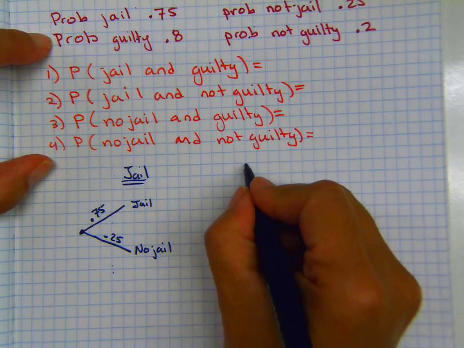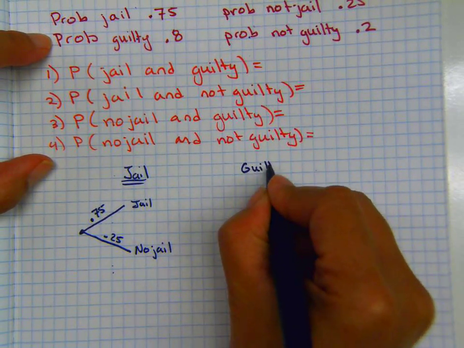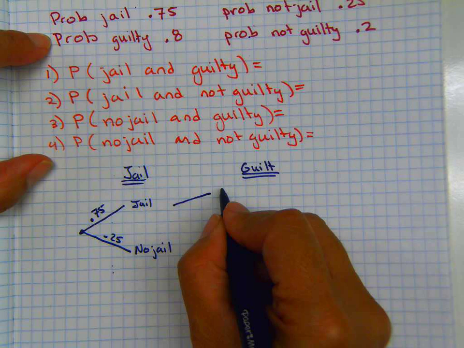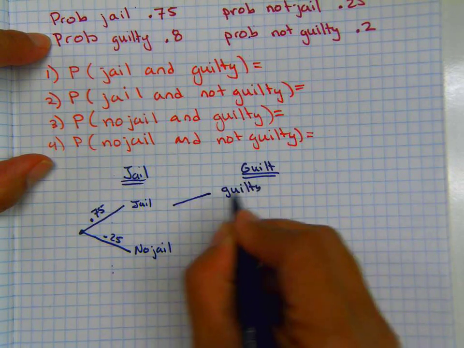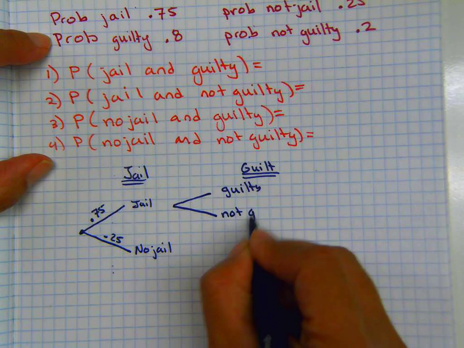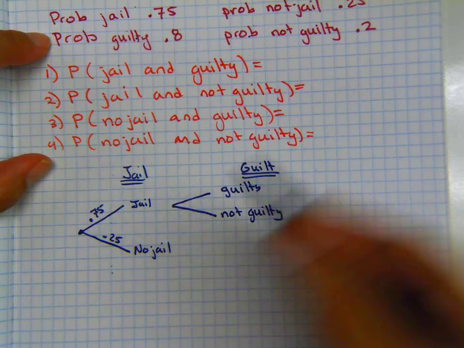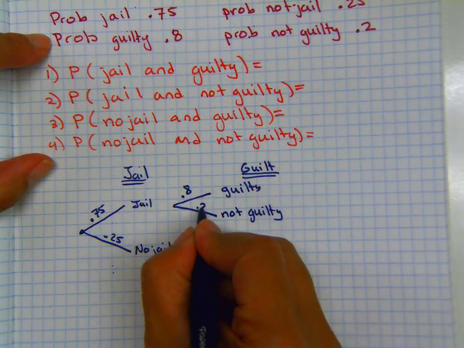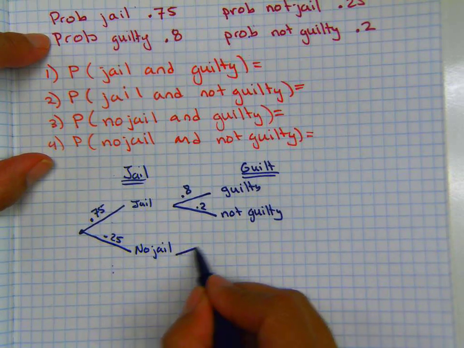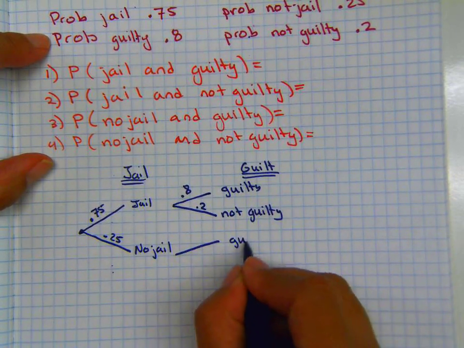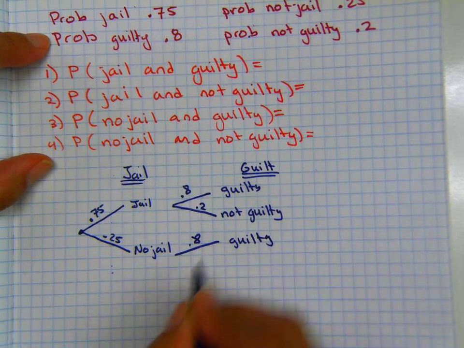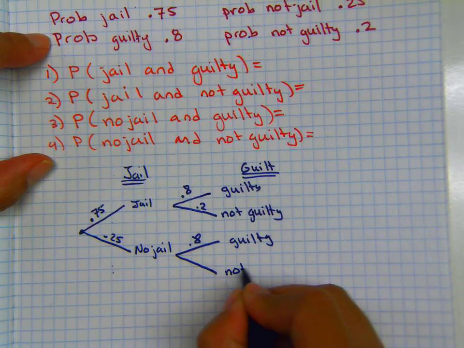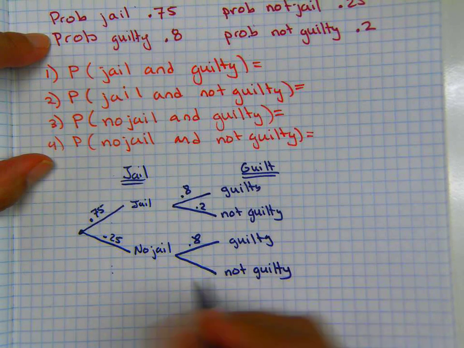The second situation that could happen is guilt. Or the second part of the topic is guilt. So I could go to jail, and 2 things could happen. I could be guilty, or I could be not guilty. So we could go over here looking at guilty, 0.8 for guilty, 0.2 for not guilty. Same thing happens here. I could not go to jail and be guilty of something, 0.8, or I could not go to jail and be not guilty, 0.2.